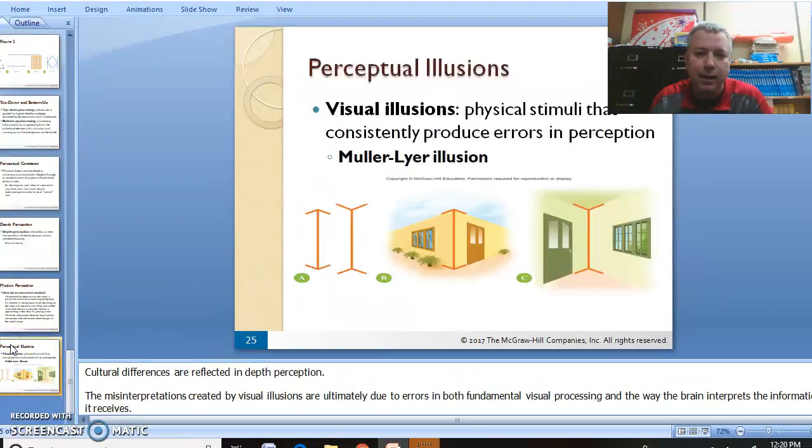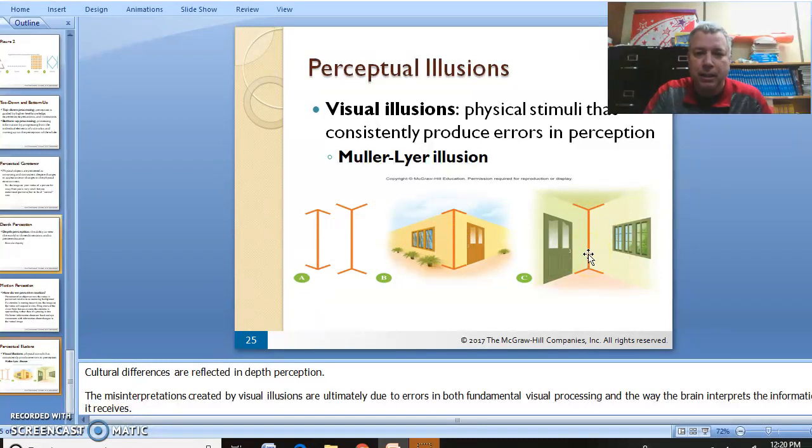And then finally, we have visual illusions. Illusions are when our perceptions are wrong. They are wrong all the time. Here's an example: these two lines are exactly the same length, but because of the way the arrows are pointing, this one appears to be longer and this one appears to be shorter.